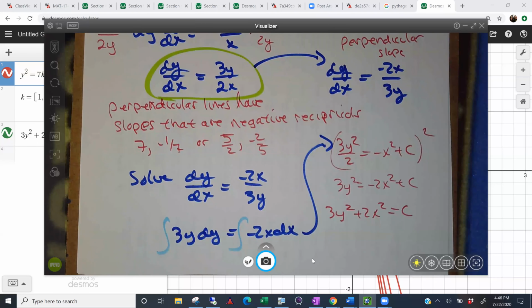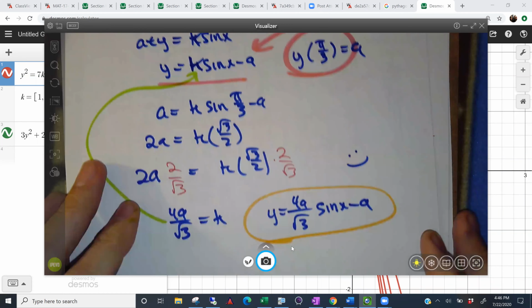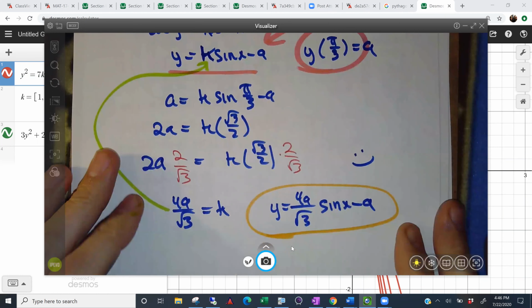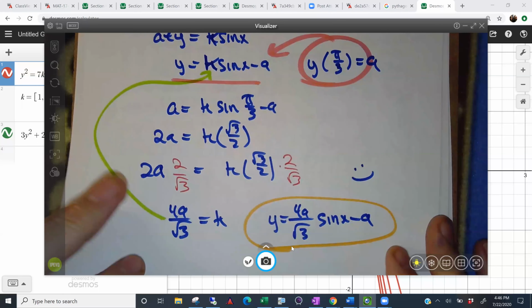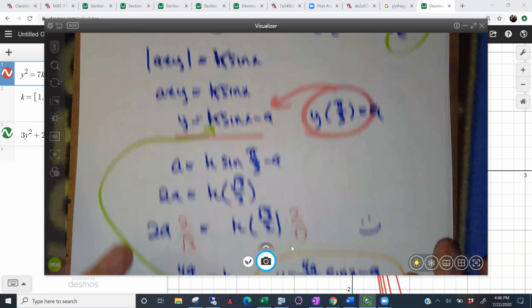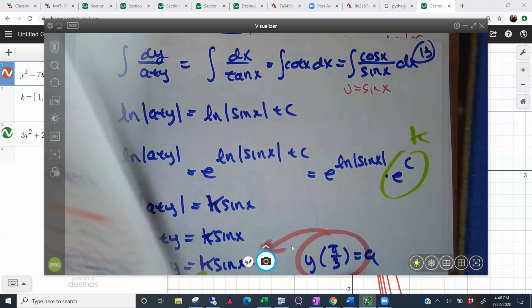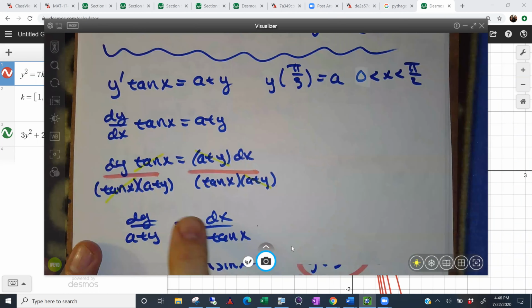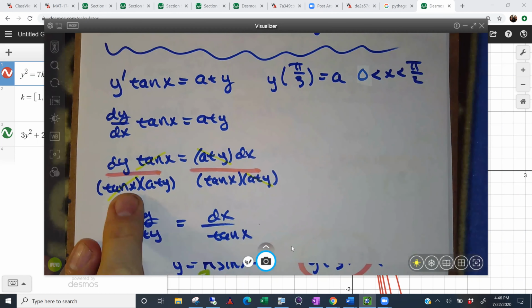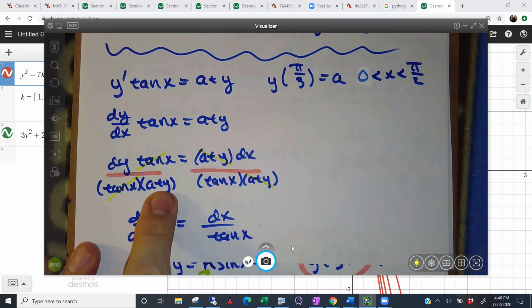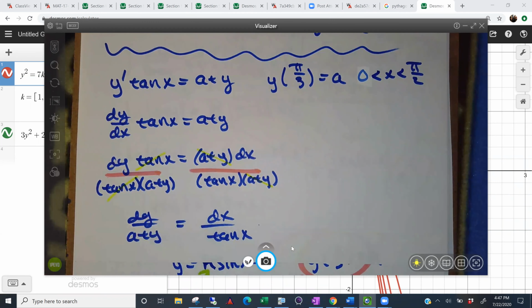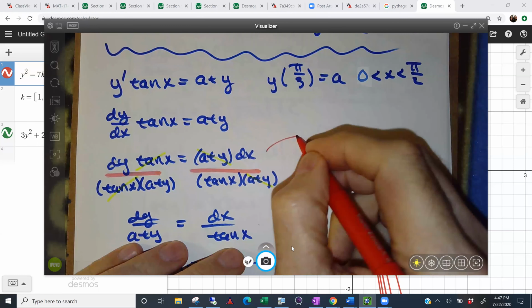Nothing else? It was for the one before, the orthogonal question that we just did. It was just confirming something. I just wanted to make sure. For the dy tan x equals a plus y dx, we put it over tan x times a plus y because that was the least common denominator. Yeah, so what I did is I divided both sides by tangent of x and a plus y. I mean, I could have done that in maybe a couple steps. Maybe that would have been better.